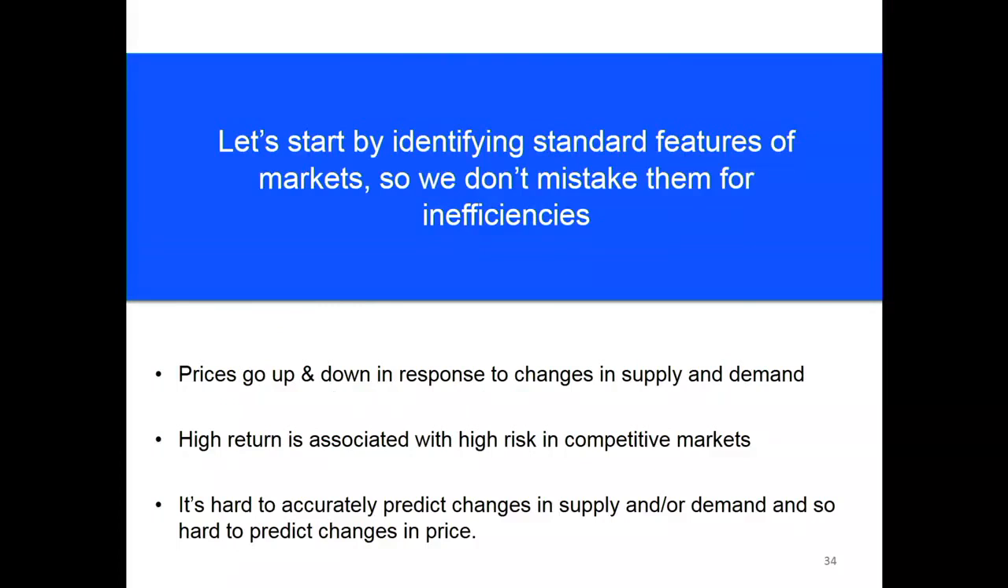Okay, so in thinking about this, let's make sure that we're looking at the evidence in the right way. This is an economic perspective. I want to make sure that if prices go up and down, we don't automatically say that's a bubble. Similarly, we want to understand that high return is associated with high risk in competitive markets. And the last proposition: it's hard to accurately predict changes in supply and demand, and so it's hard to predict changes in price.